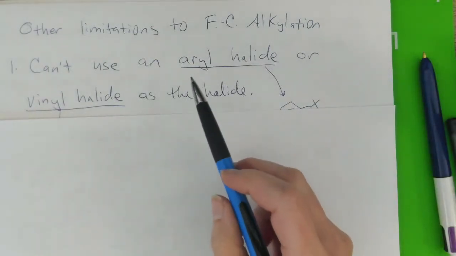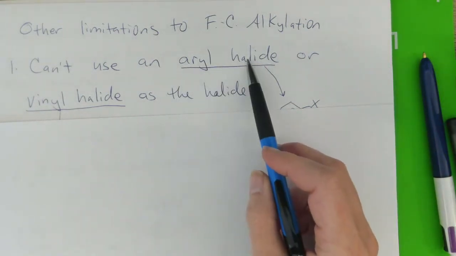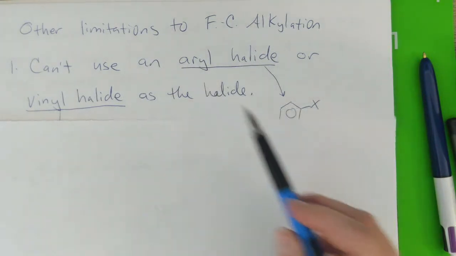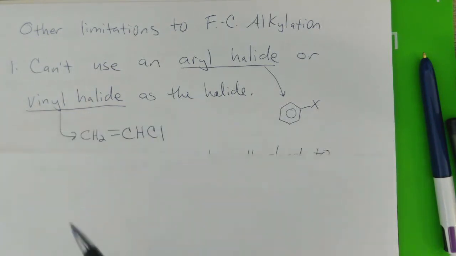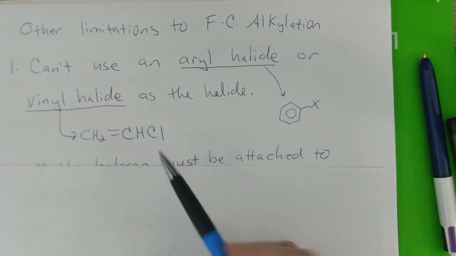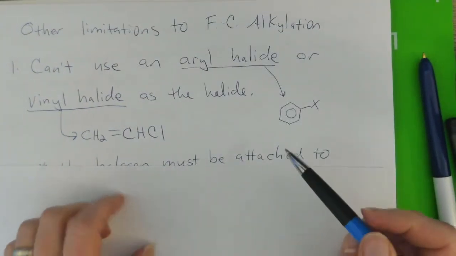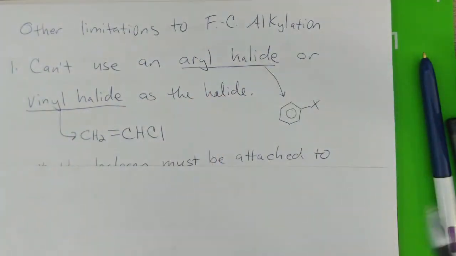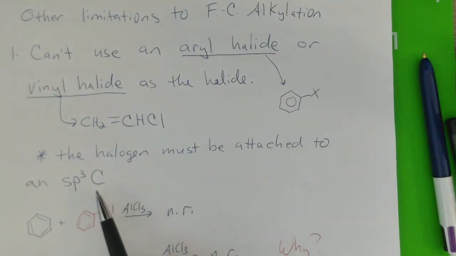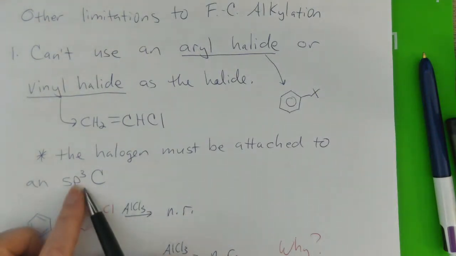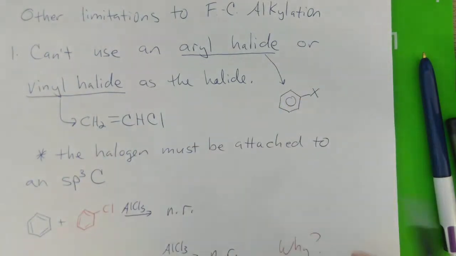We cannot do Friedel-Crafts alkylation on an aryl halide. This is when you have a halogen directly bonded to a benzene ring, like this. Or a vinylic halide. So this is an example of a vinylic halide. The halide that we're using to react with the aromatic compound can't be a vinylic halide or an aryl halide. So the halogen must be attached to an sp3 hybridized carbon. This is an sp2 hybridized carbon. This is an sp2 hybridized carbon.